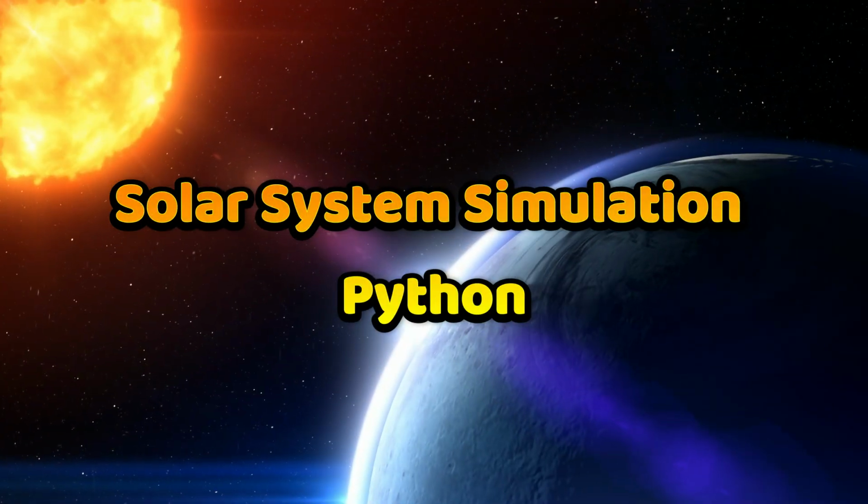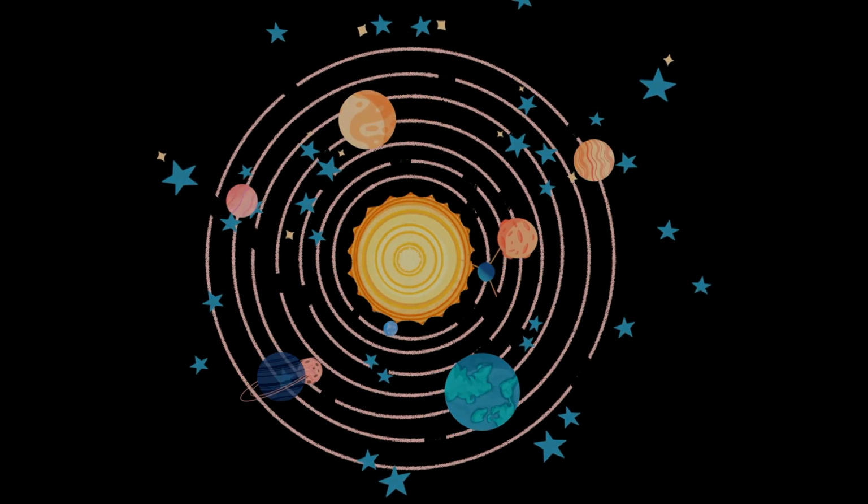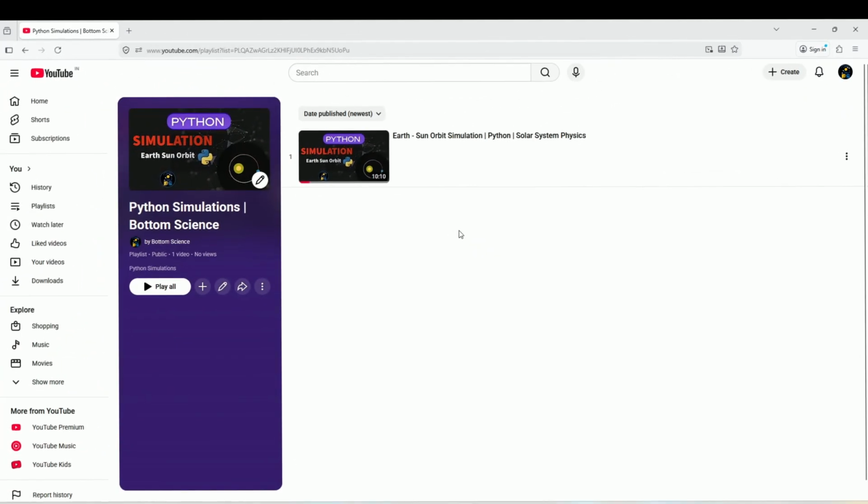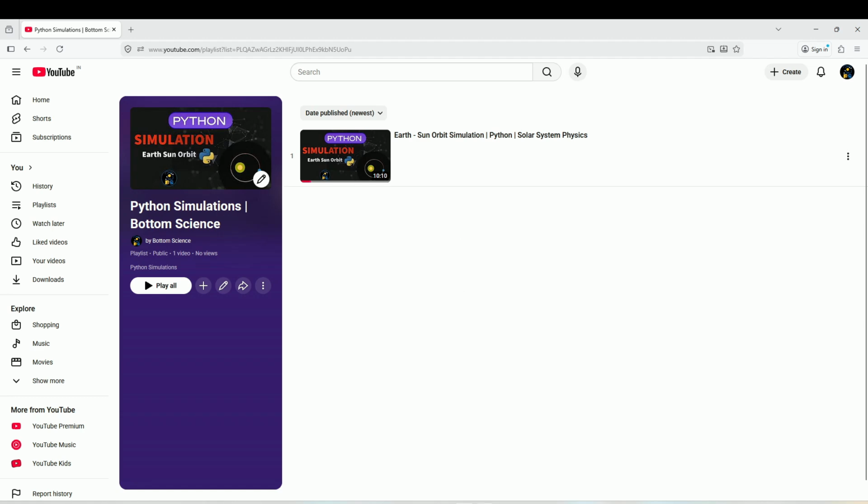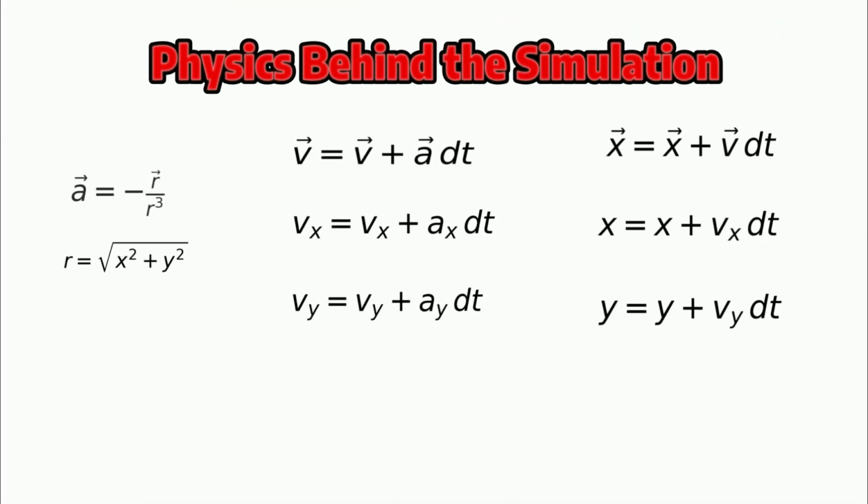So today we are going to simulate the whole solar system. In the last video as well, we talked about similar things and we tried to simulate Earth and Sun orbit using the Newtonian mechanics. Here also we will use the Newtonian mechanics again and the same equations we used previously.